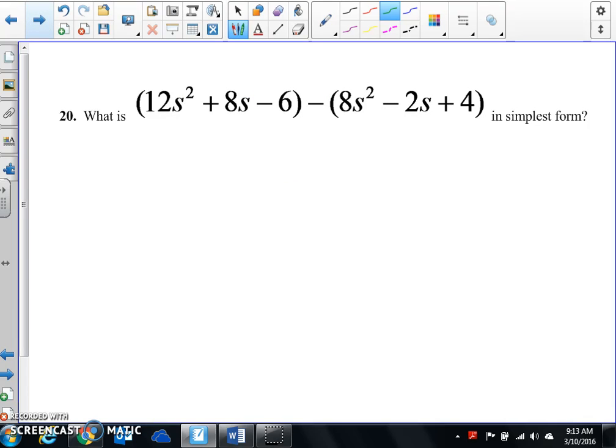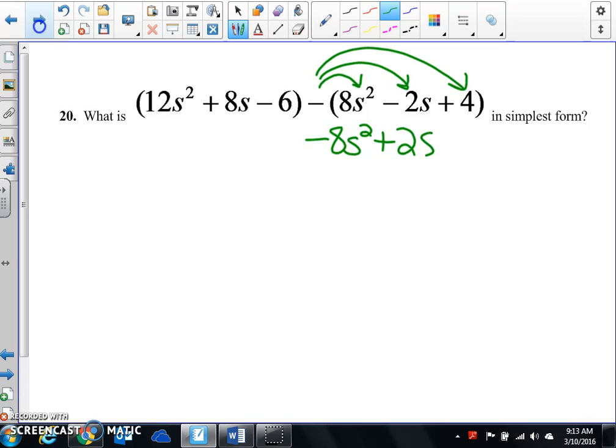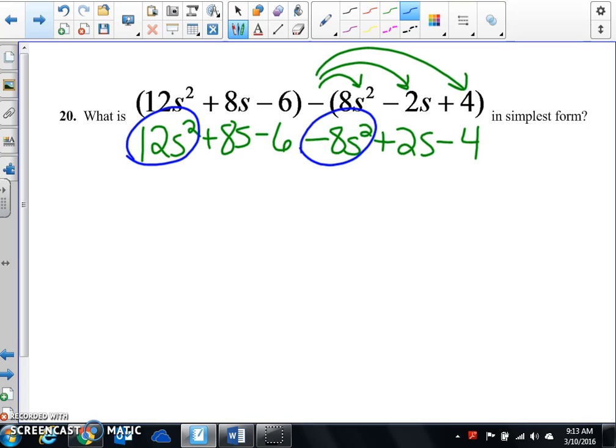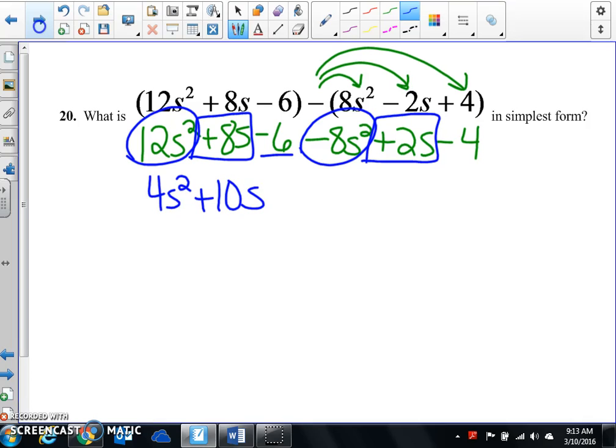When I'm subtracting my polynomials, the first thing I do is distribute out this negative 1, which is the same thing as changing all the signs in the second polynomial. So negative 8s squared plus 2s minus 4, and then I just drop down my other polynomial. And don't be lazy on this part. Go ahead and rewrite it. Now we can combine like terms. So 12s squared minus 8s squared is 4s squared. A positive 8s plus 2s is a positive 10s, and negative 6 minus 4 is a negative 10.